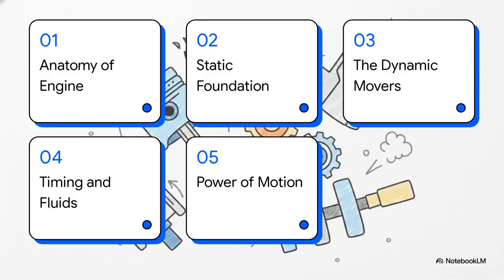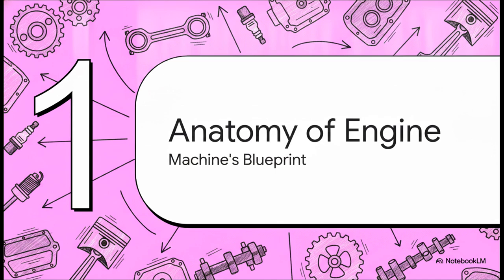All right, let's dive into this blueprint and map out our journey. We'll start with the anatomy of the engine, then look at the static foundation, move right into the dynamic movers, explore timing and fluids, and finally, bring it all together in the power of motion. Kicking things off with Part 1, Anatomy of the Engine, the machine's blueprint.